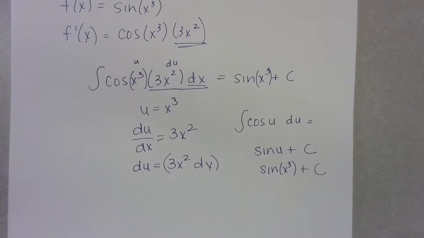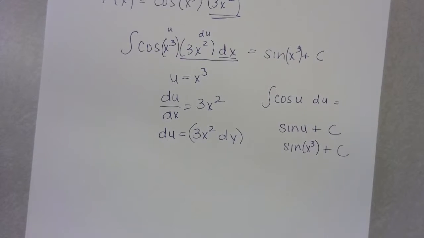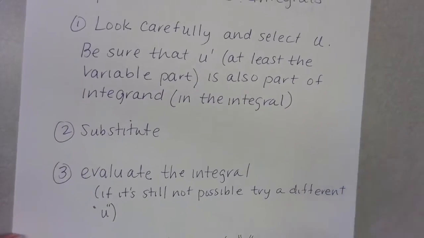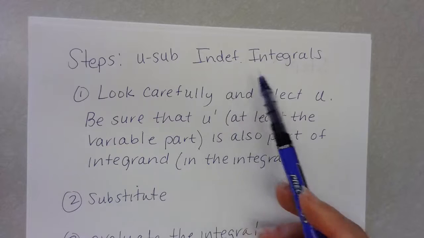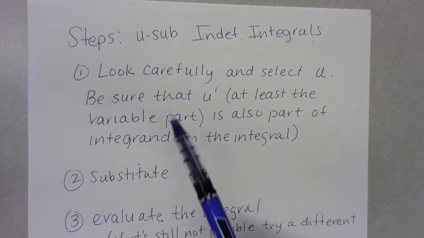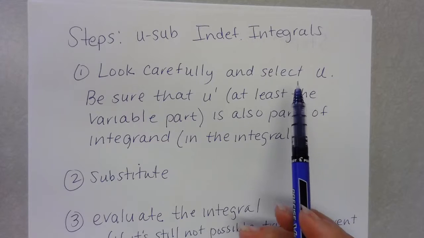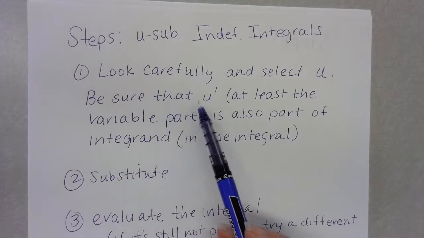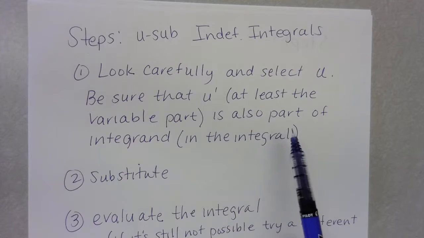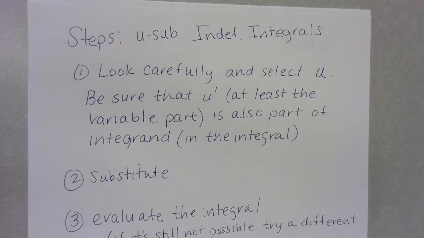Okay, so let's just try to do some of these. I have some steps written out here. So when we're doing the u substitution and we're doing indefinite integrals, it's a little bit different when we do definite integrals. We're going to look carefully and select the u, okay? So we want to be sure that u prime, the derivative of u, at least the variable part, is also part of the integrand, meaning under the integral.